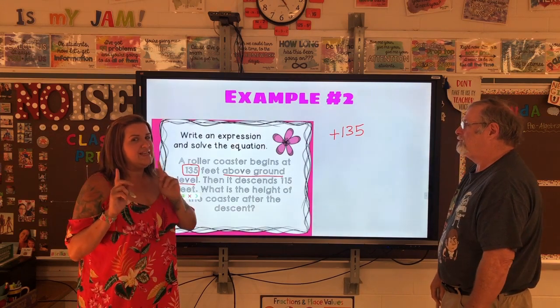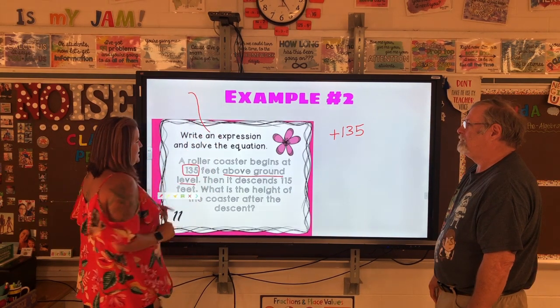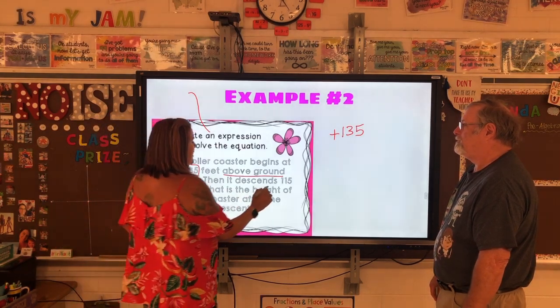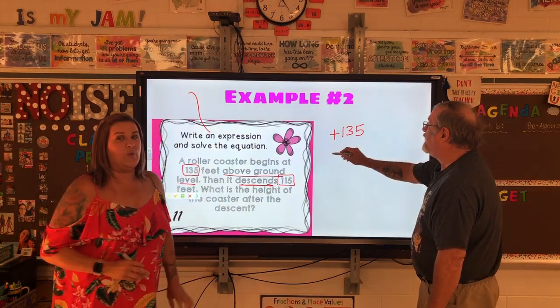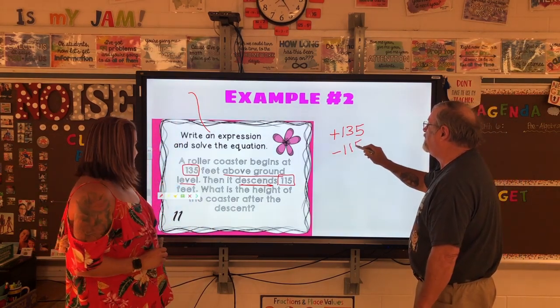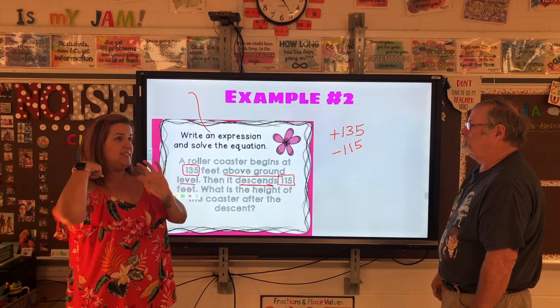Then it descends. So think about a roller coaster. Descends is that drop, right? So it descends 115 feet. So it's going to be negative 115. What is the height of the roller coaster after the descent?